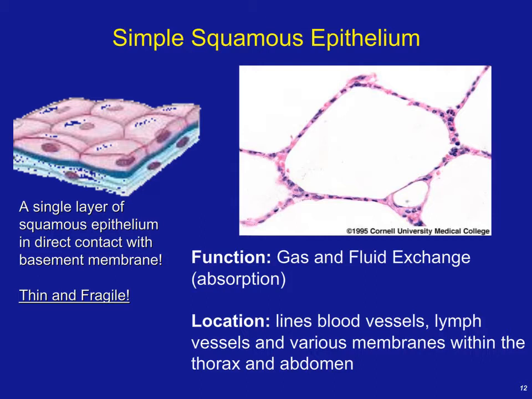Now, squamous means that we have flat, plate-like cells, again, that are very, very thin. And so this also helps us to produce an epithelium that's going to be very permeable to things like gases. And that's exactly the function of a simple squamous epithelium. One of the functions is that we find it in the lungs where it helps to absorb oxygen, and that oxygen crosses the alveoli, which are simple squamous epithelium, and moves readily into the bloodstream.